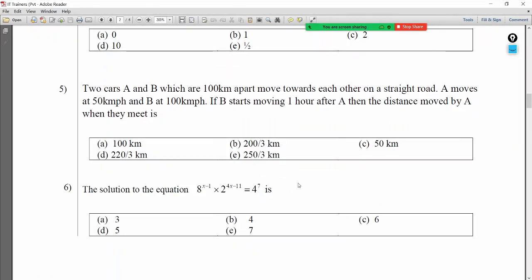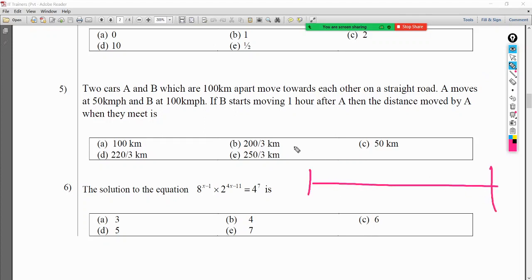Right, fifth one. Two cars A and B, which are 100 kilometers apart, move towards each other on a straight road. So I'm just giving you the startup, okay? Which are 100 kilometers away, move towards each other.